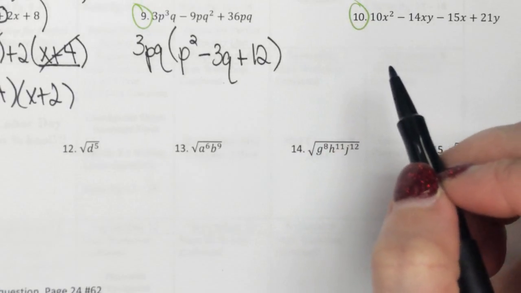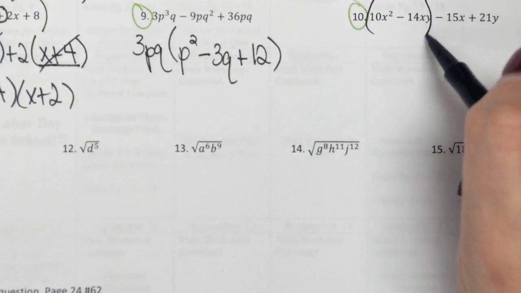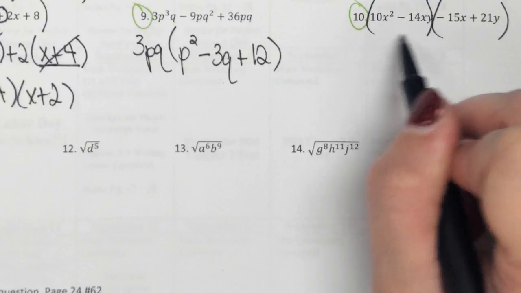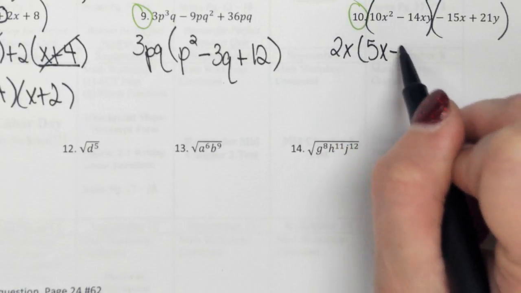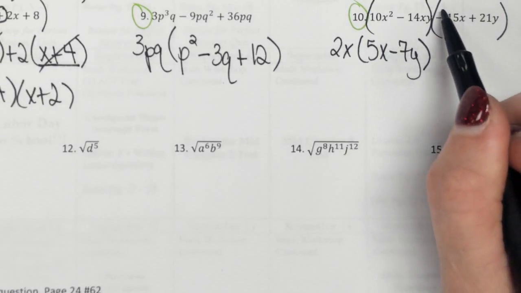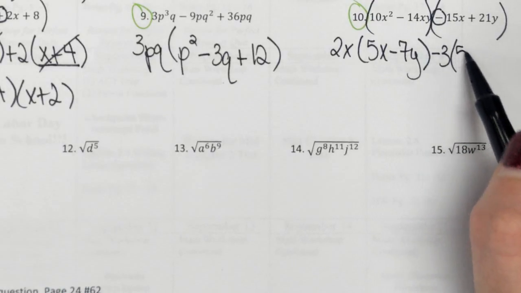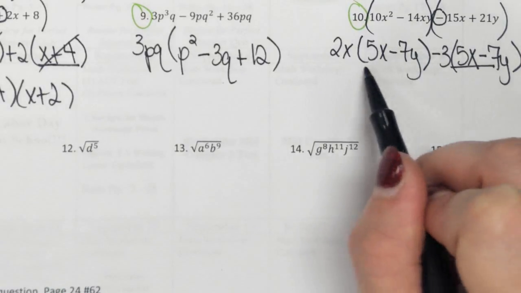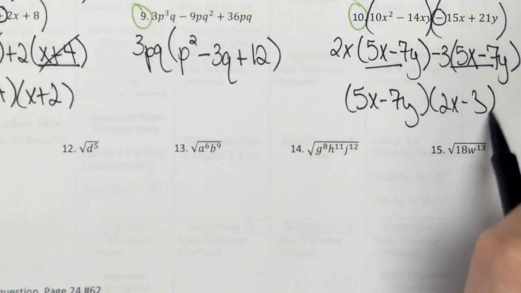Alright, how many terms does number 10 have? 4, so what do I have to do? Group. There you go. Alright, what do the first two have in common? 2. 2, more than that. X. 2x, there you go. That leaves me with 5x minus 7y. What do the next two have in common? Negative 3. Perfect. Now just be careful when you divide. That'll leave you a positive 5x and a negative 7y. Those two come out to be the same. So you have 5x minus 7y and 2x minus 3, and you're done.